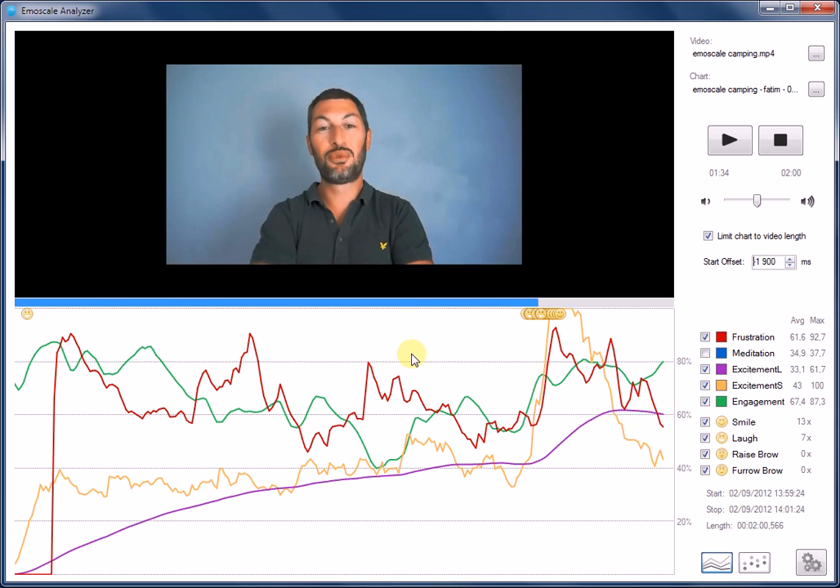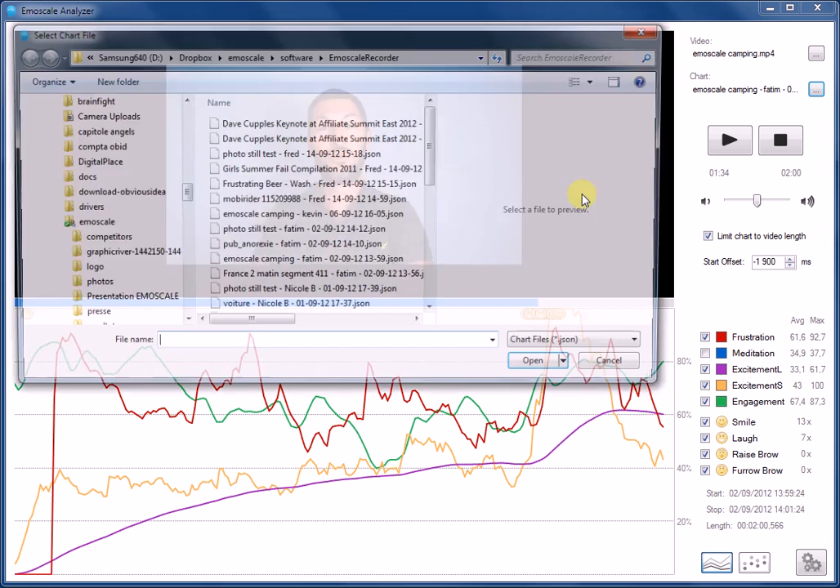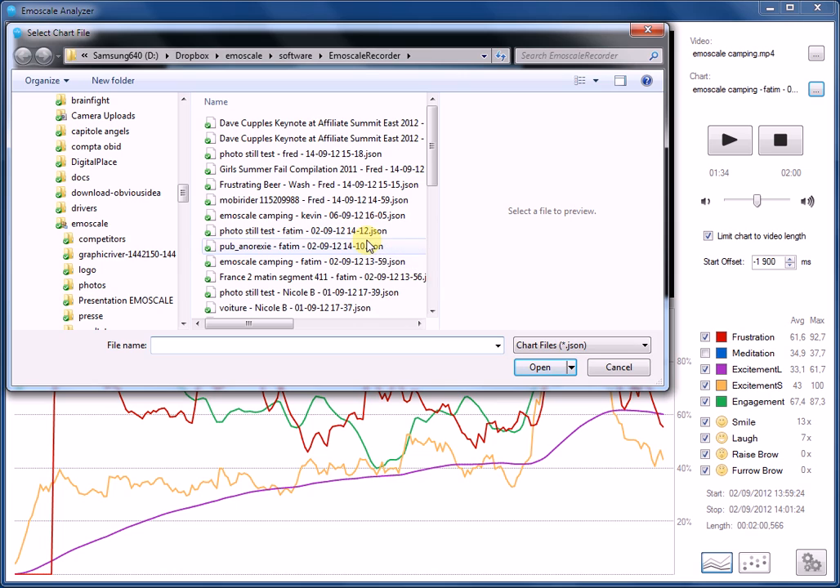This sample is for one user only. The purpose of Emoscale is to be able to compare different videos on the same user, or to compare different users on the same video, and pick the best one, and to know what people are reacting to, even if each user will have a different approach. You check this curve from this user, I can load another user and you will see the curves are completely different.